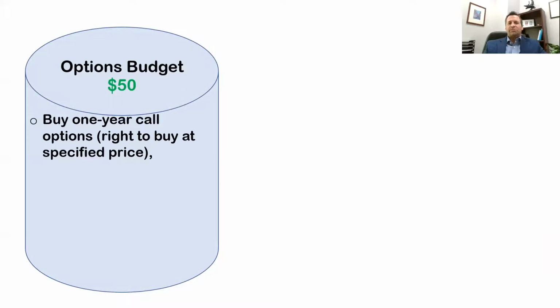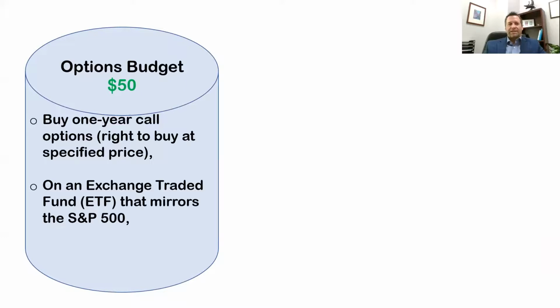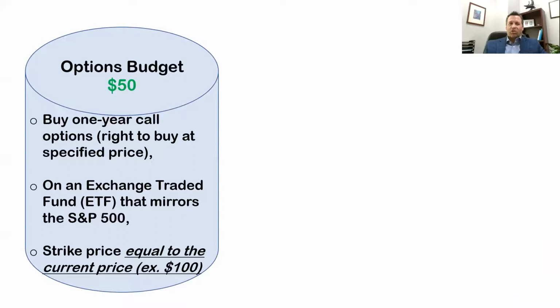And what we do with it is we buy 1 year call options, a call option being the right to buy a security at a specified price on an exchange traded fund, or ETF, that mirrors the S&P 500. And our call options that we buy have a strike price, that's the price that you can buy it at, equal to the current price. So in our example here, that is going to be $100.